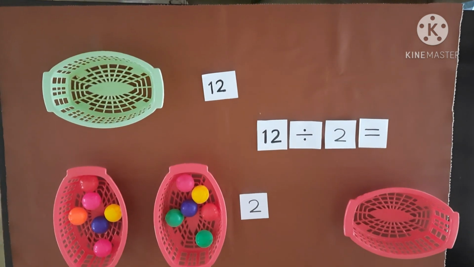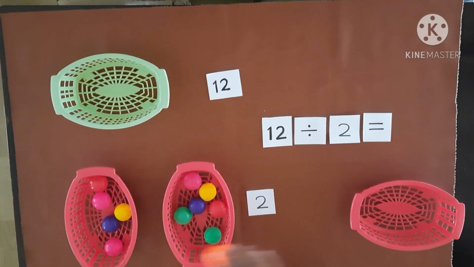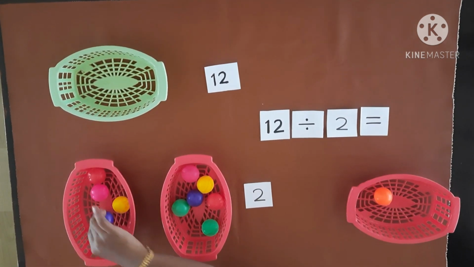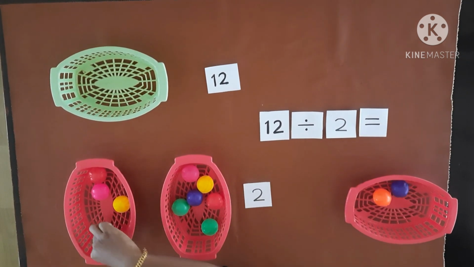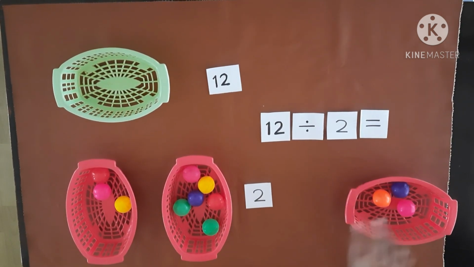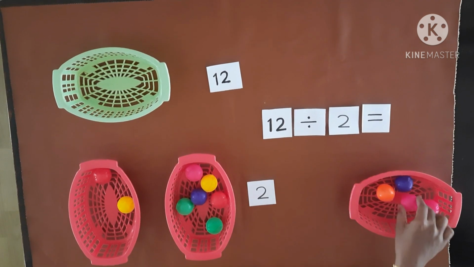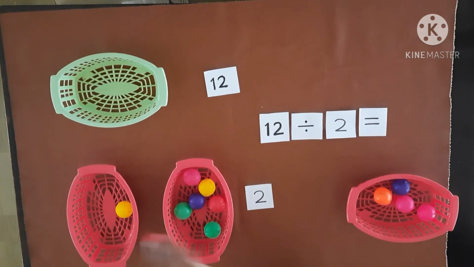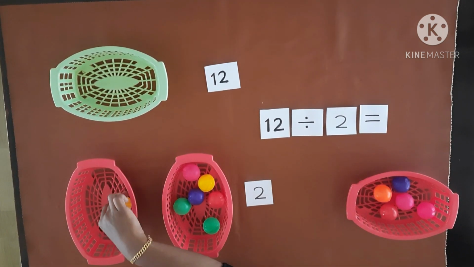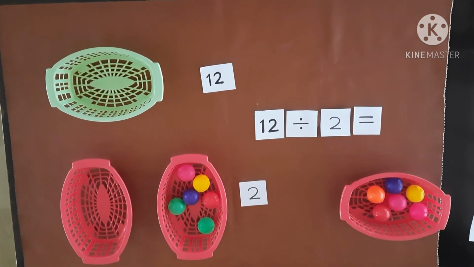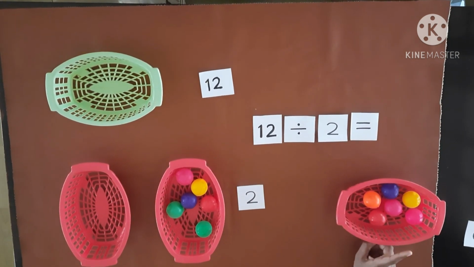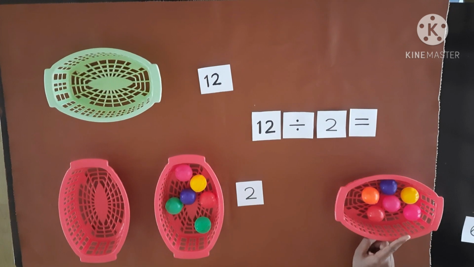Let's check how many balls are there in the first basket. 1, 2, 3, 4, 5, 6. So we got 6 balls from the first basket.